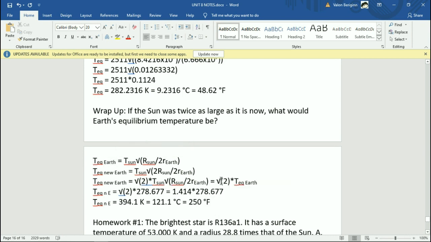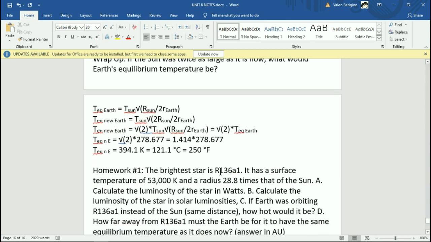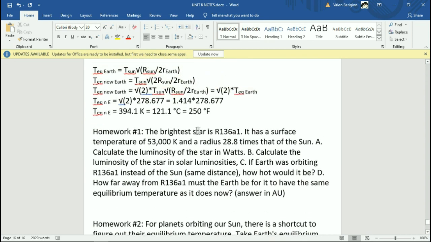So, yeah. But you can see kind of how that works there. So you have actual homework questions, like normal homework questions, that are based off of dealing with this term. The first question is, the brightest star is this thing here. Surface temperature is 53,000 Kelvin, and its radius is 28.8 times that of the sun. So what I first want you to do is calculate the luminosity of the star in watts.